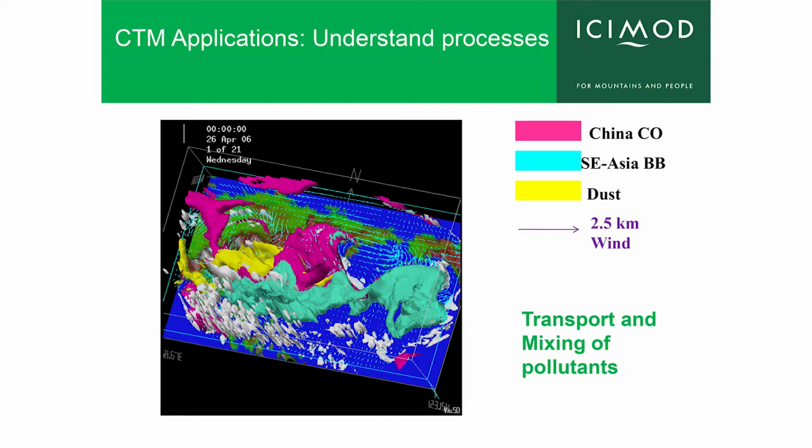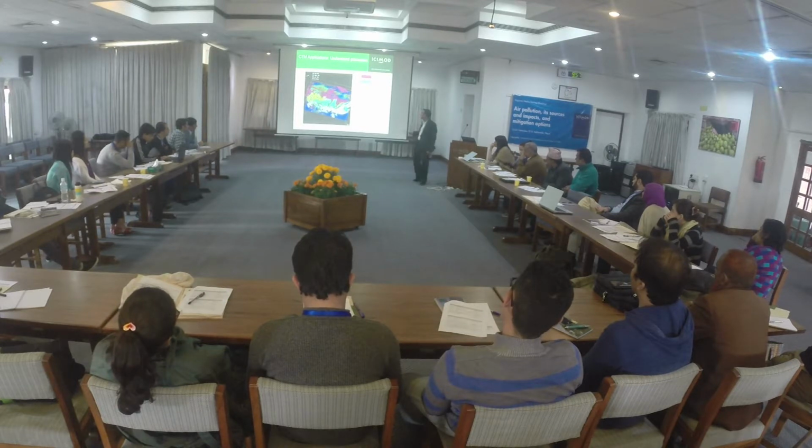The arrows are wind barbs, okay, whether it's above 2.5 kilometers or lower, how are they being mixed? And with white clouds, how are they being deposited and all that. And it helps you visualize this.